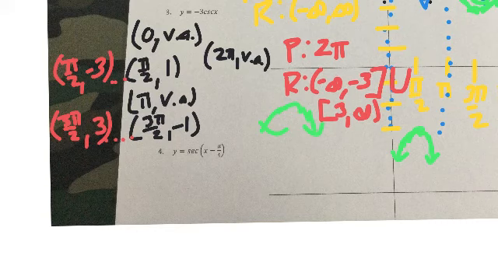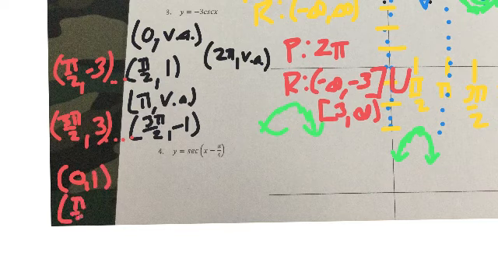Okay, so here's the next, or the last one, y equals secant of x minus pi over 4. So this time we have a phase shift that's happened. Secant is the reciprocal of cosine. So I know for cosine, my critical points are at, the first one's at 0, 1, so secant will still be 0, 1.